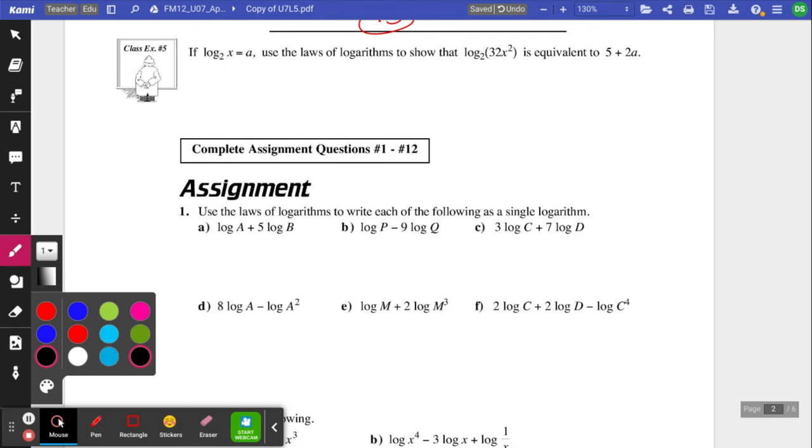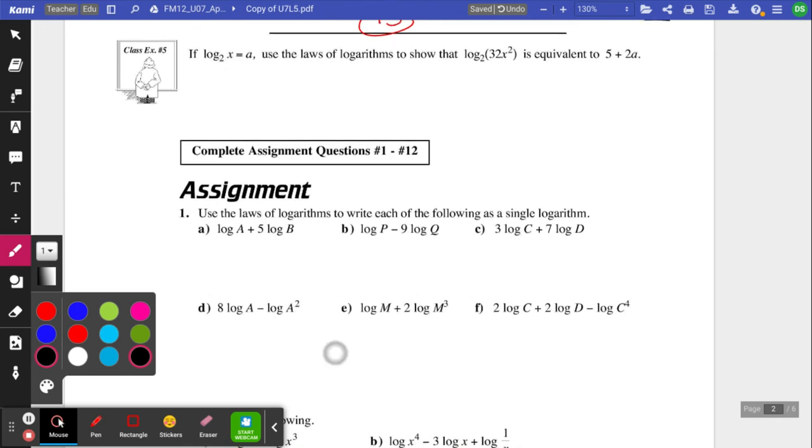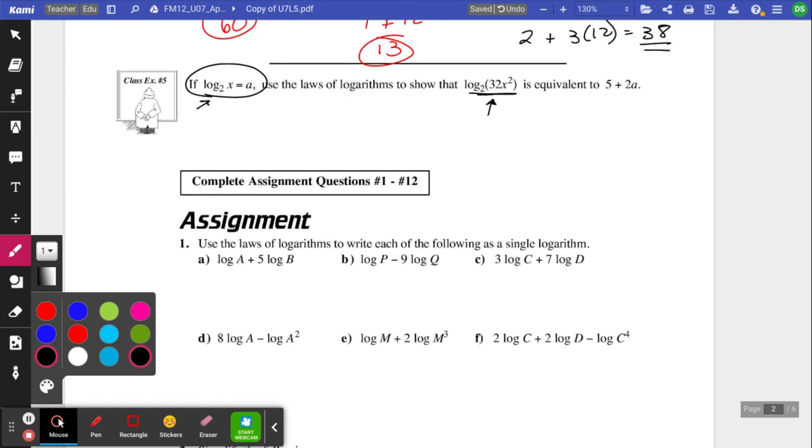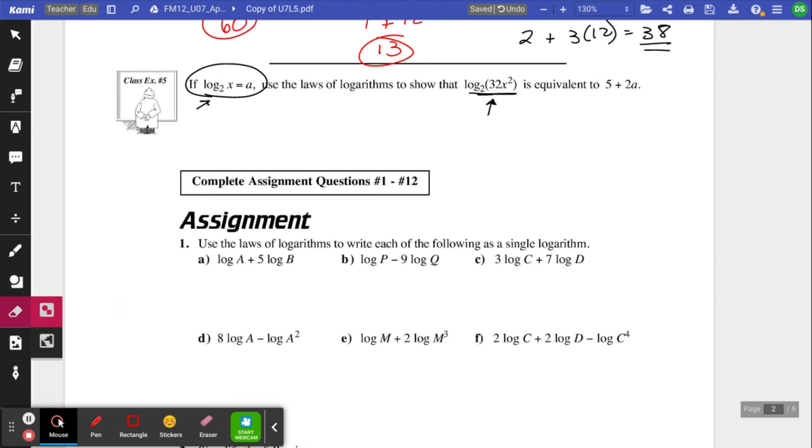All right, this example, here's another one where it says, if this is true, then use the laws of logs to show this is equivalent. So always start with this mess, okay? And then we'll break it up. We'll do all the laws of logs to it, and we'll see if we can get it to work. We can use this to help us. All right. Here we go.